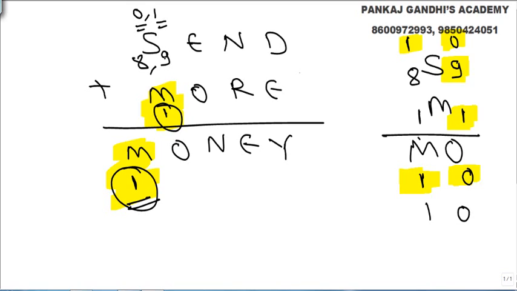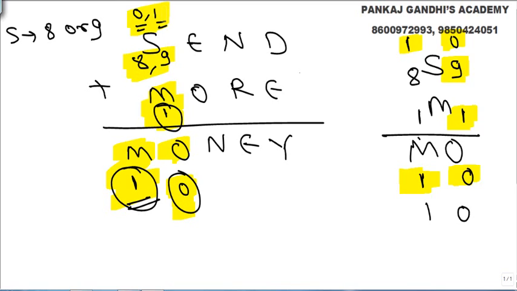So in any case, depending on carry forward, S is 8 or 9, but O is compulsorily 0 and M is 1. S can be 8 or 9 depending on carry.